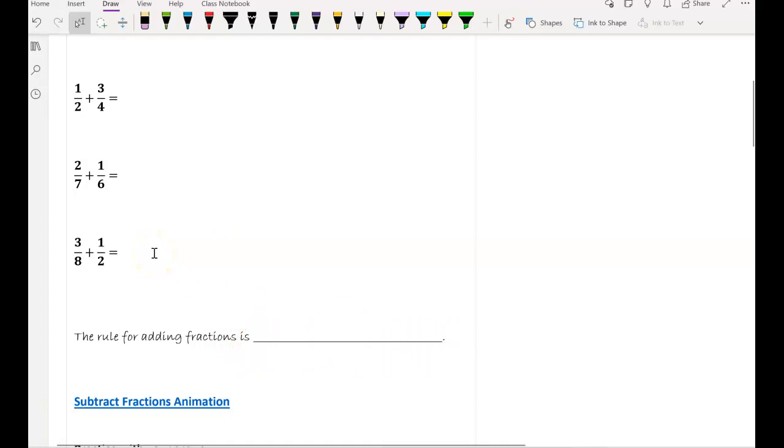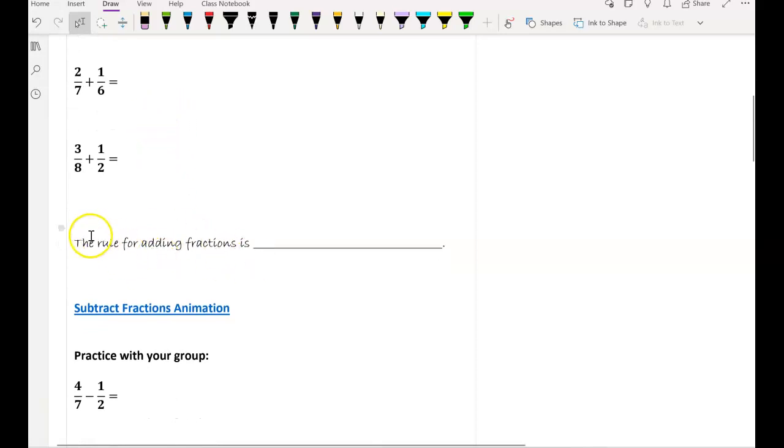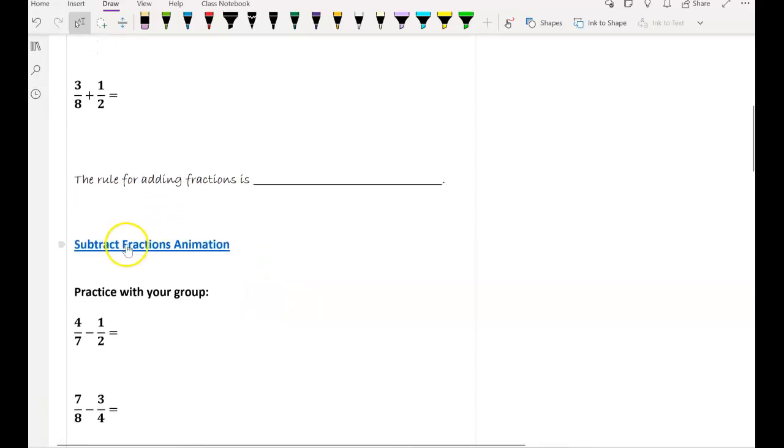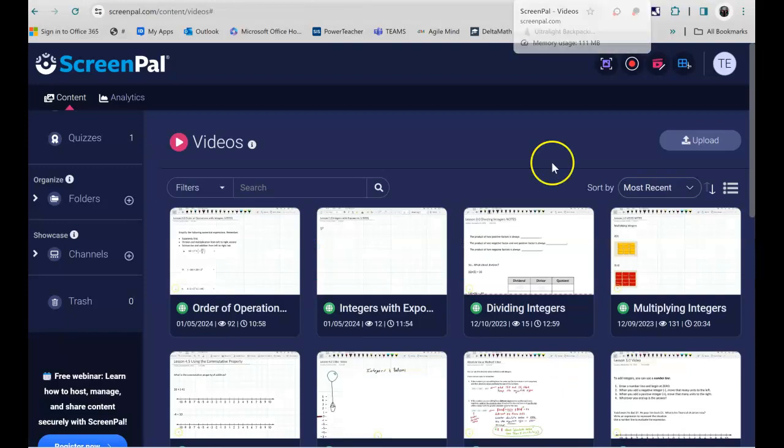Okay? And so once you've finished those and written the rule for adding fractions, you'll go through and subtract fractions. We're going to use that same animation. Now, if you were here, let's say you log out. You hit that button and you log out. And then you go back to this.